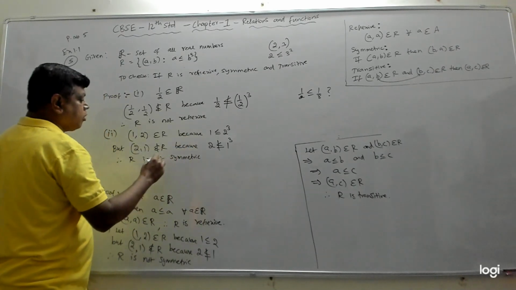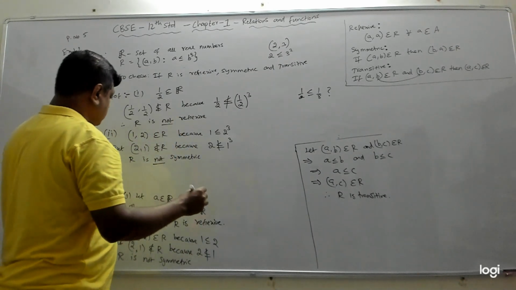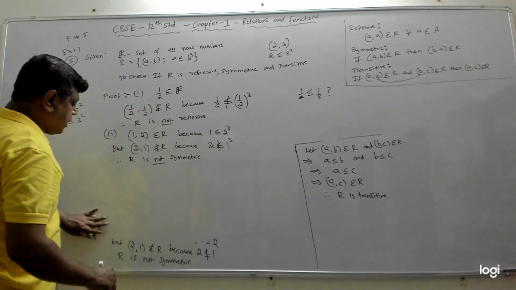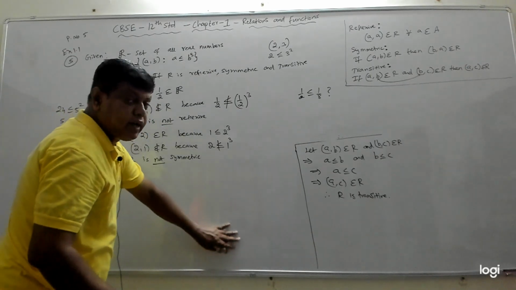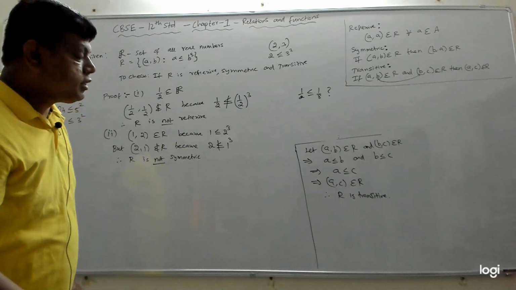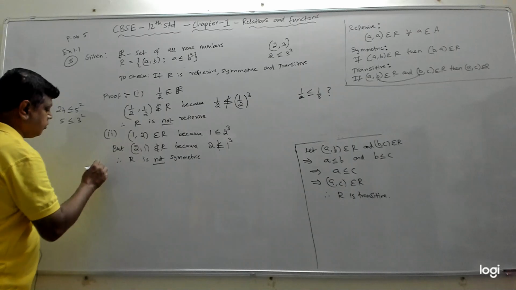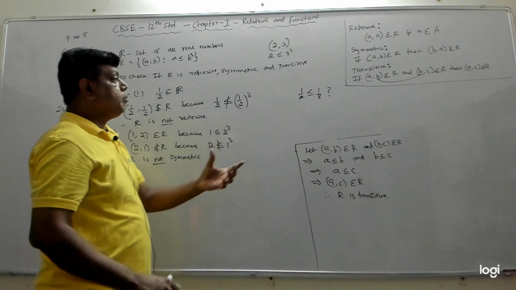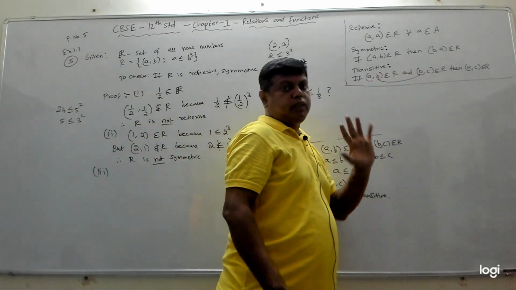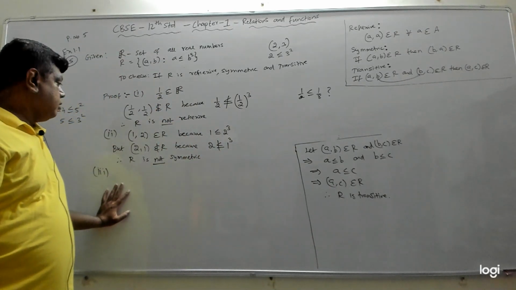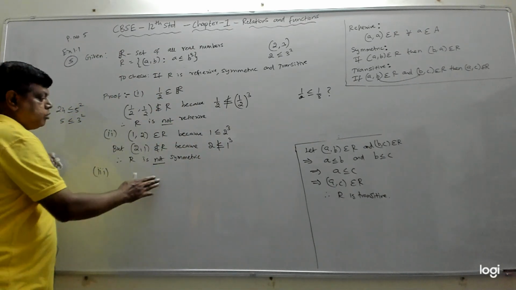So it is not symmetric also. Not reflexive, not symmetric. Now we have to check whether it is transitive or not. So how do we check transitivity? Again for transitivity, we will take the third part. We need to choose a pair like this, (A, B) and (B, C), and we should show that (A, C) is not there in R. So how do we prove this?